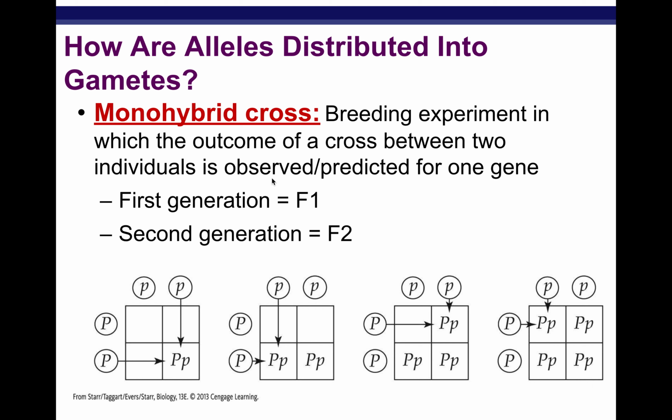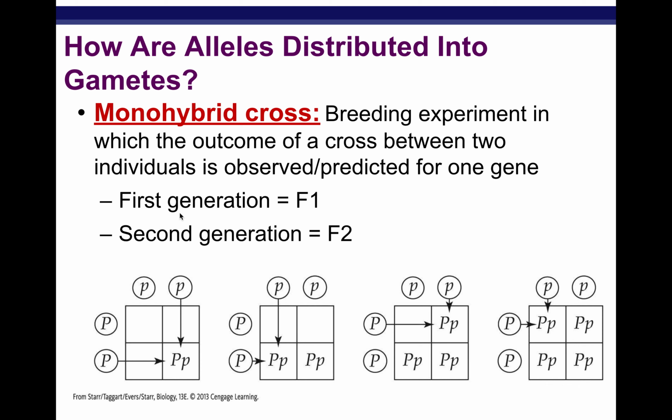All right, so this is what we call a monohybrid cross, which is when you do an experimental breeding and you're doing a prediction of the outcome of a cross between two individuals for one gene. So it's not that this mother and father don't have other genes. It's just that we happen to be only tracking the outcome of the offspring for this one gene, and we call that a monohybrid cross.